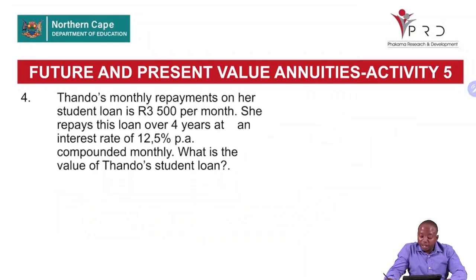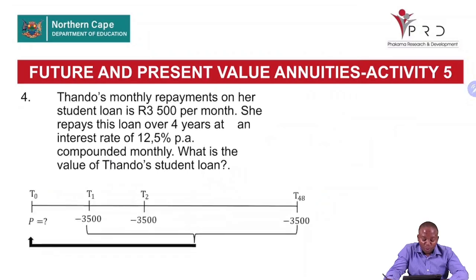Now, let's look at number 4. It says Tando's monthly repayment on a student loan is 3,500 per month. She repays this loan over 4 years at an interest rate of 12.5% per annum compounded monthly. What is the value of Tando's student loan? So in this case, we plot everything on our timeline.